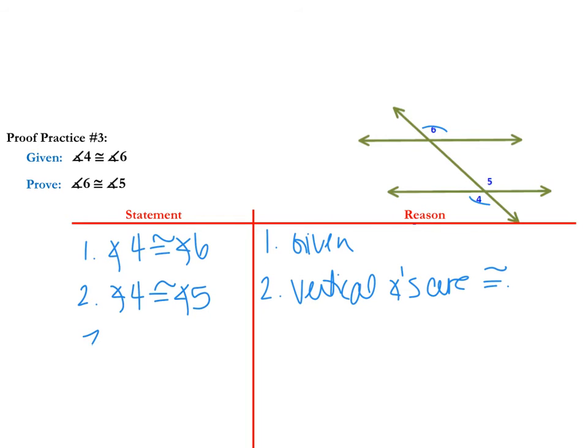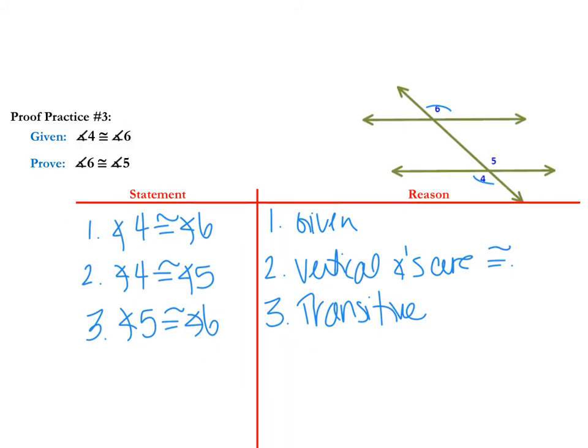Well, my whole goal was to prove that 6 was congruent to 5, and notice that they're congruent to the same angle, so make the connection. Angle 5 is congruent to angle 6 by the transitive property. And you're done with that proof already. Okay. All right. Last proof. Woohoo!